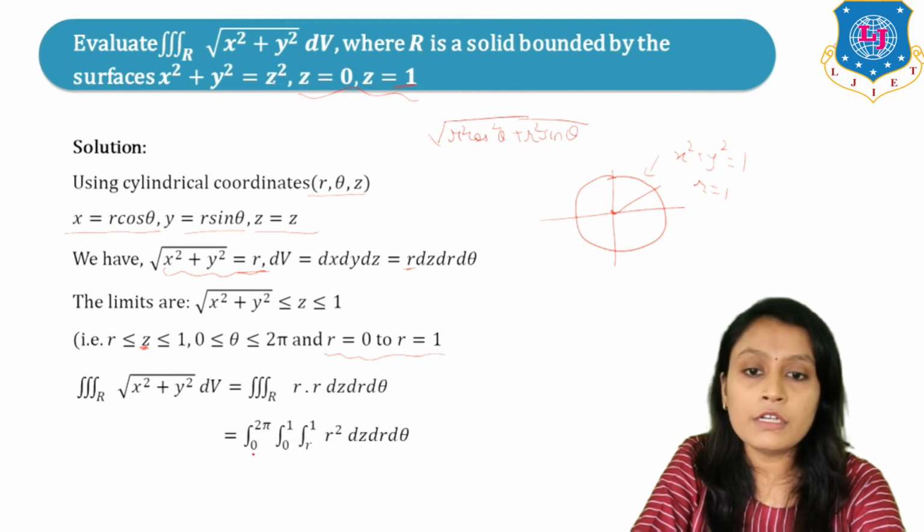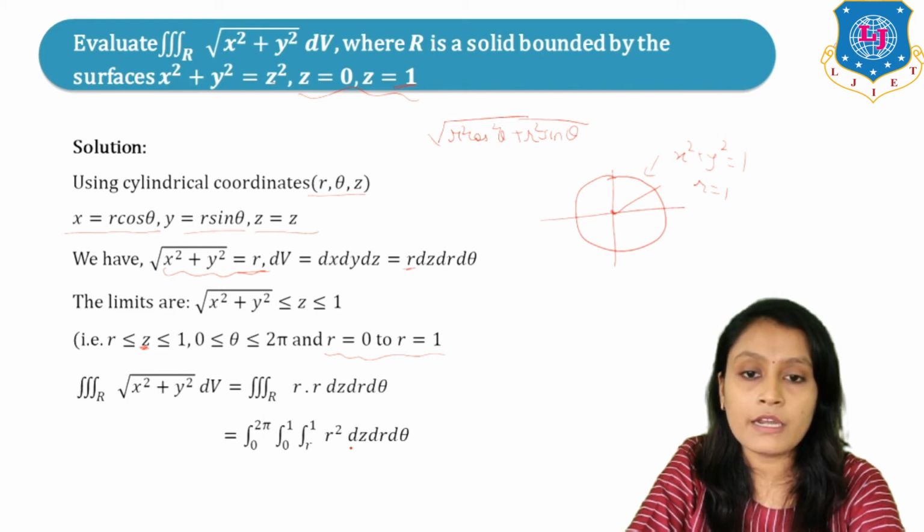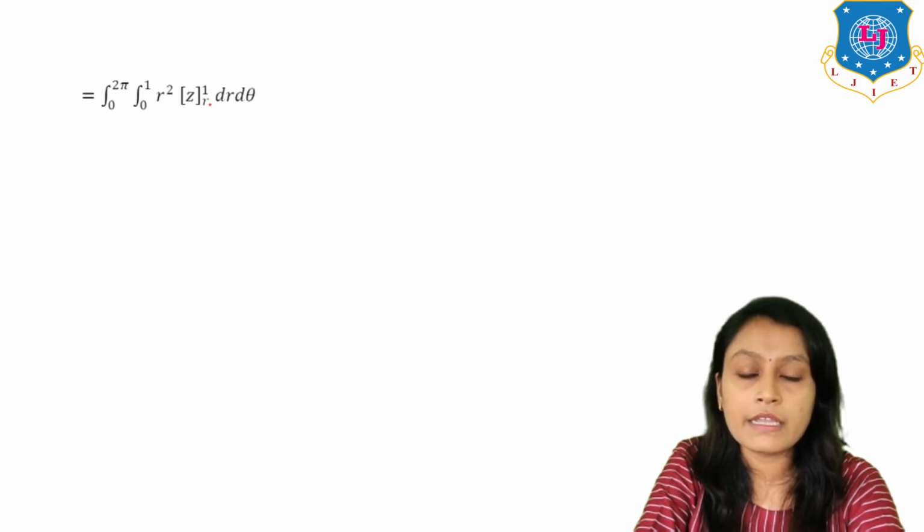Okay, now what we'll do, we will write this limit. So from here you will get limit of z as r to 1. Then limit of r, that is 0 to 1, and limit of theta, that is 0 to 2 pi. And simplify this, so you will get r square dz dr d theta, right? So firstly we will integrate with respect to z, and we will keep r and theta constant. So what you will get here is z, and the limits are r to 1, dr d theta. Okay, substitute the limit, so you will get integration 0 to 2 pi, 0 to 1, r square into 1 minus r dr d theta.